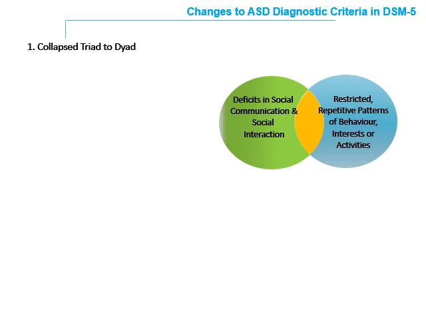So the diagnostic criteria changed in the DSM-5, where they collapsed the triad of impairment into a dyad. So no longer was it necessary to demonstrate separate impairments in both communication and in interaction. You simply needed to demonstrate that there were deficits in social communication and social interaction as a group, as well as then demonstrating restricted, repetitive patterns of behavior, interests, or activities. There were 2 main reasons for this.